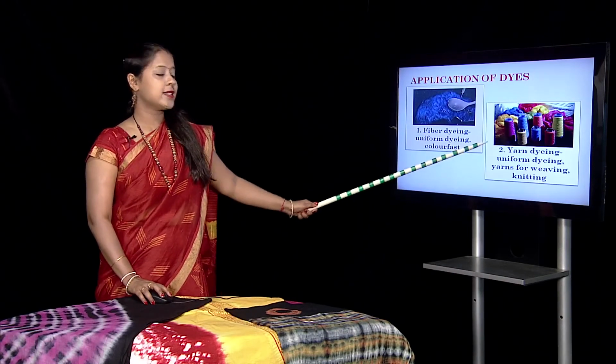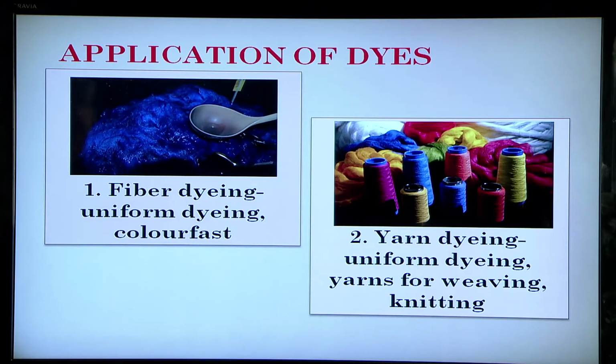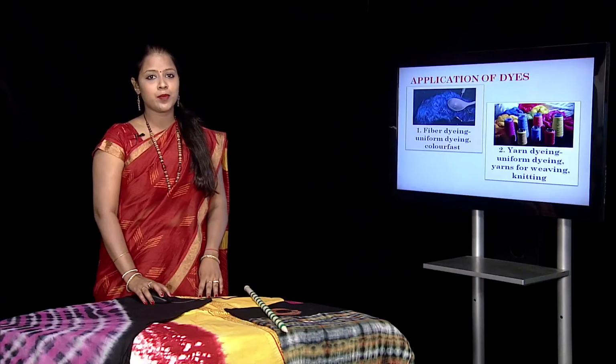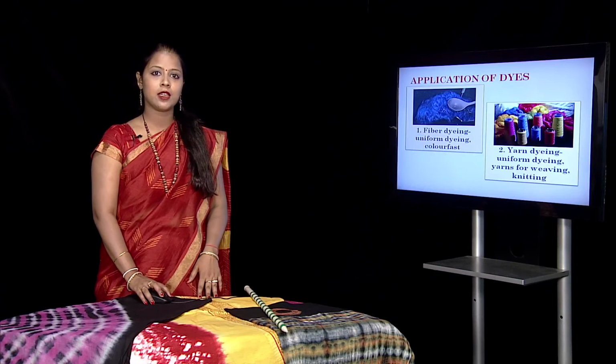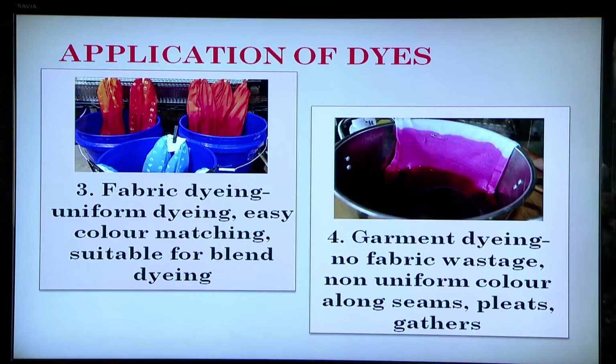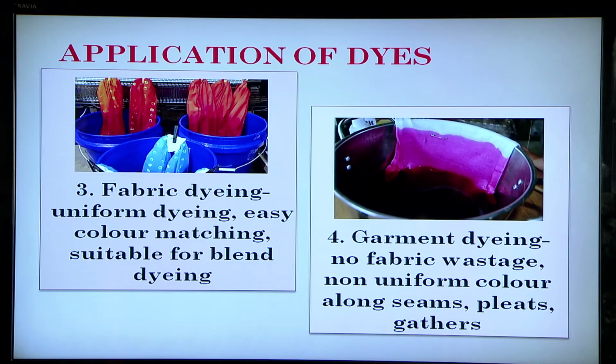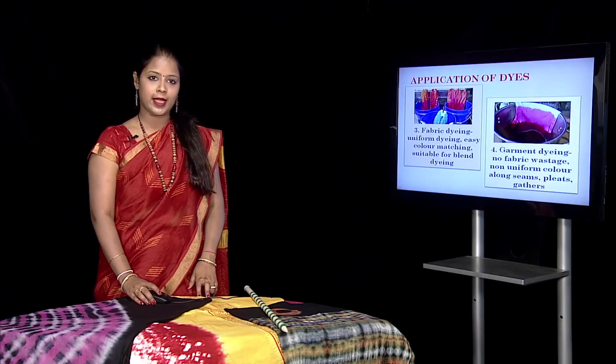The second category is that of the yarn dyeing, which is also uniform dyeing. The yarns which are produced after dyeing can be used for weaving, knitting, crocheting, embroidery, etc. The third category is that of the fabric dyeing. It results in uniform dyeing and is easy for color matching. It is suitable for blend dyeing. In fabric dyeing, the complete fabric is dipped in the dye bath for dyeing.